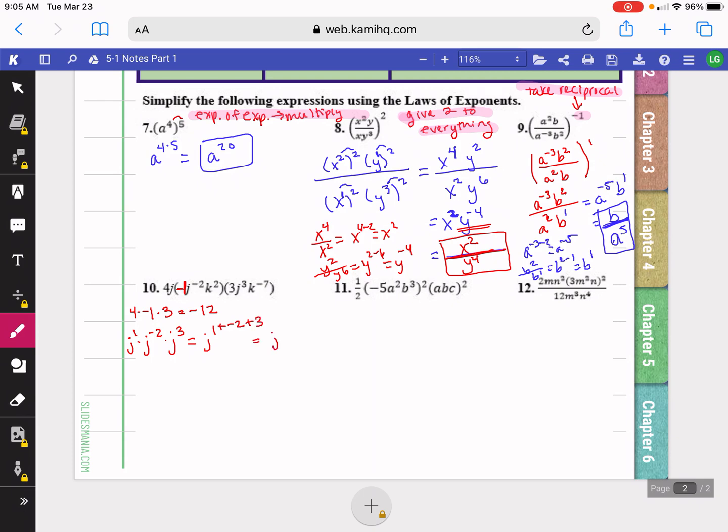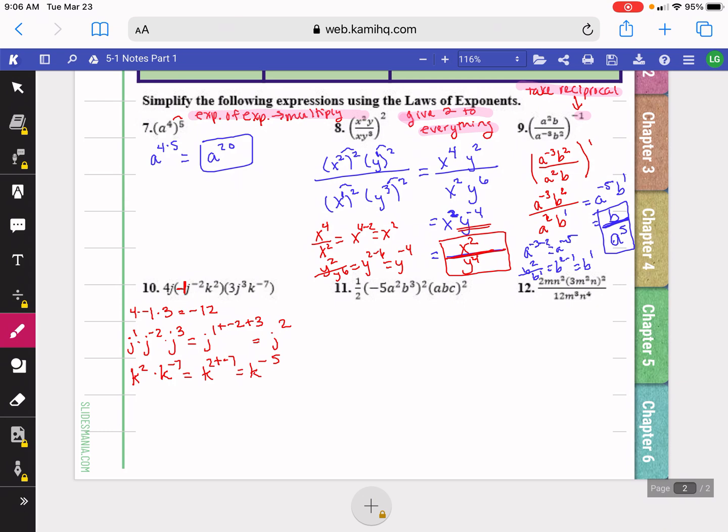This is going to become j to the imaginary 1. Or actually, j squared. Because we get -1 plus 3, which is 2. Now we can do the k's. We have k squared times k to the -7. Remember, when you multiply, you add exponents. So we get k to the -5.